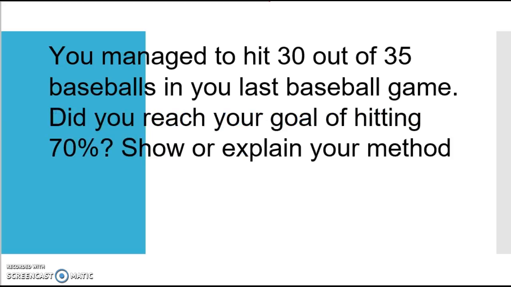Alright, this one says you managed to hit 30 out of 35 baseballs in your last baseball game. Did you reach your goal of hitting 70%? So we have 30 out of 35, and we want to see if this is the same thing as 70%. So just like we did when we were ordering, we could divide these, or we could try to get our denominator to be 100. That might be easier for this one. So I can't get from 35 to 100, but if I divide each side by 5, or actually I don't want to divide by 5. If I divide each side by, let's do 5.